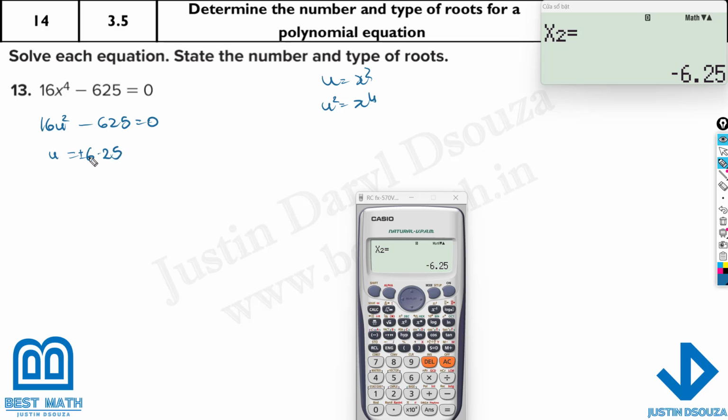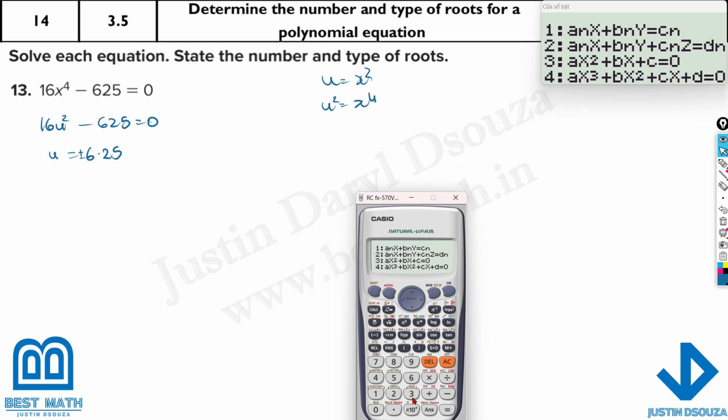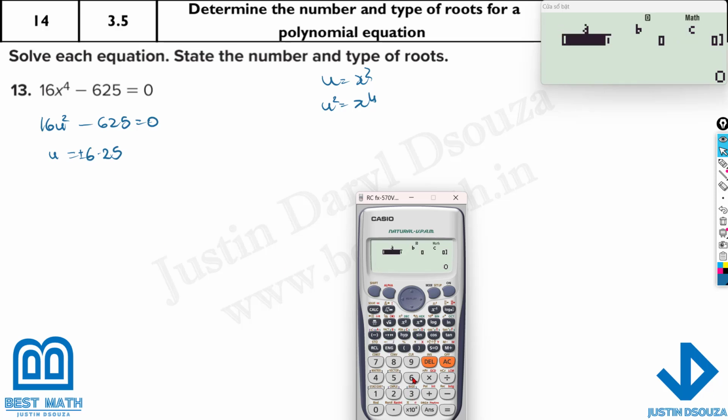Now if you're solving for u, that's it. But we need to find the x value. So you need to substitute u as x squared. That will be again mod phi 3. Whatever answers you get, put them over here. 1, 0, this doesn't change because the coefficient is 1 over here and there's no x term.